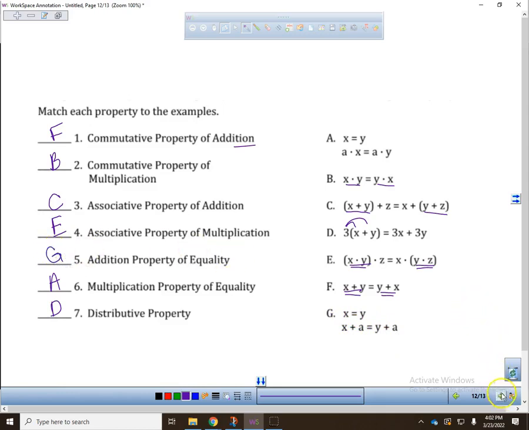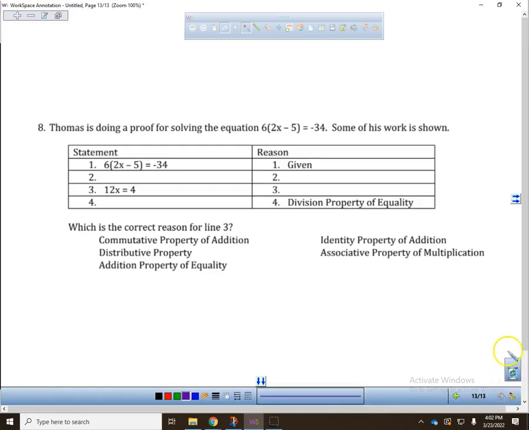Finally, we've got a proof here, and we need to solve this problem and look at the work that Thomas has done and figure out the correct reason for line 3. So let's take a look. He's got 6 times 2x minus 5 equals negative 34. Well, my first step here would be distribute, which I know we're not looking at step 3, but I would go ahead and solve that. So if I distribute, I'm going to have 12x minus 30 equals negative 34.